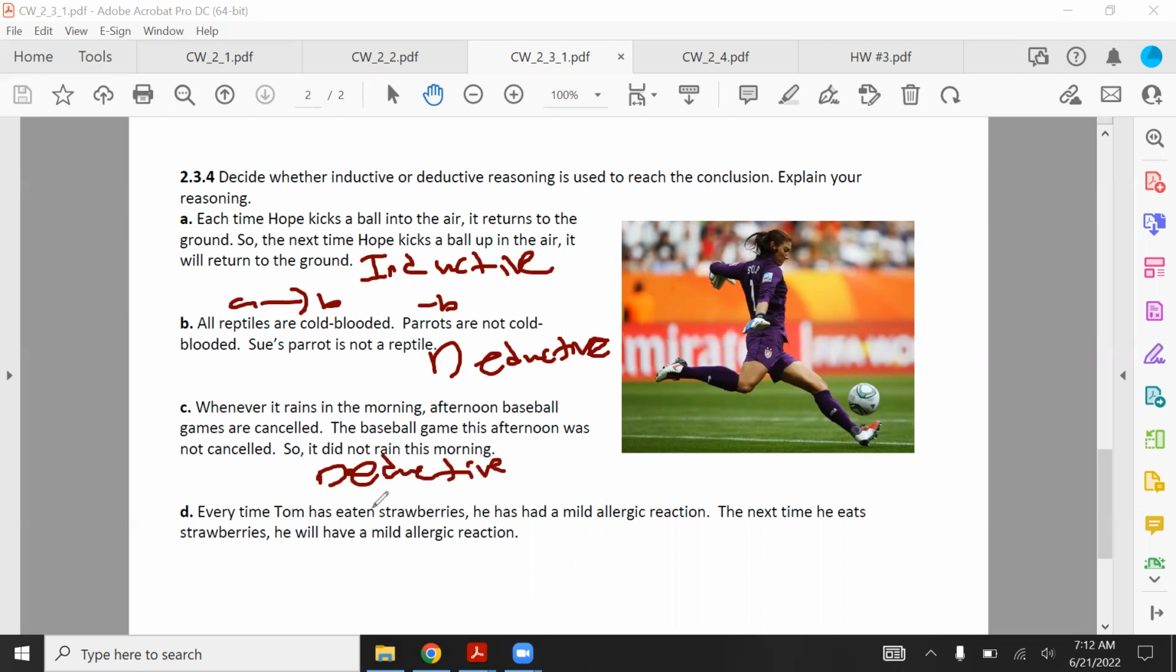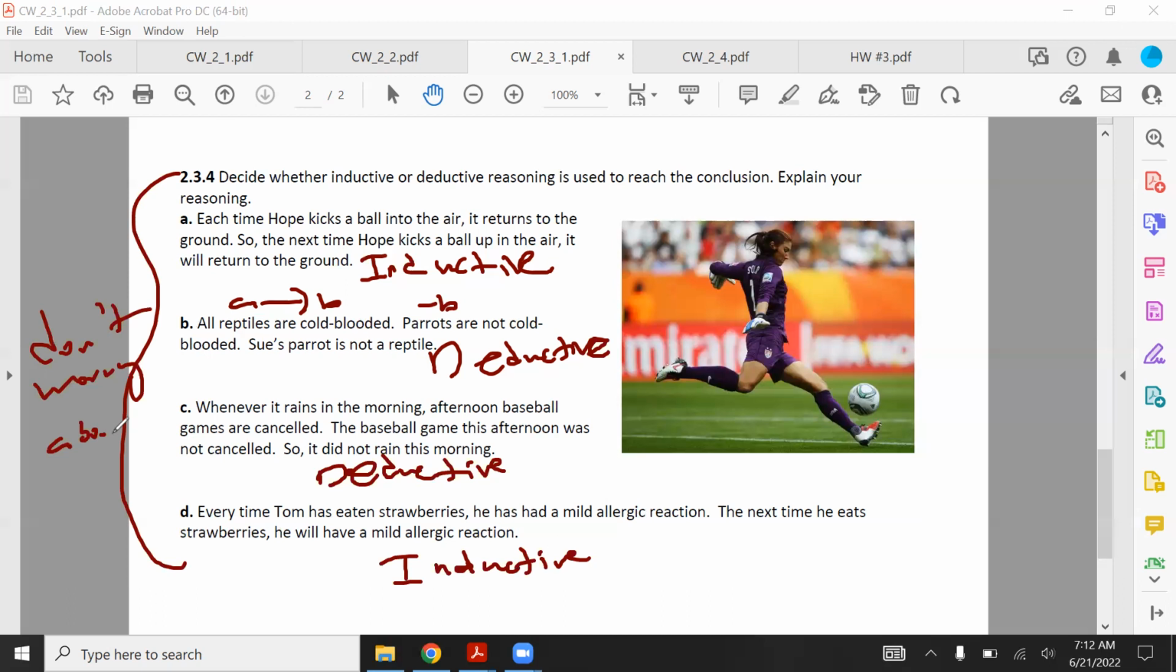Every time Tom eats strawberries, he has an allergic reaction. He'll have, yeah, and I believe that's inductive. It's kind of weird, actually. You know, don't really worry about this so much. Yeah, don't worry about it. It's kind of weird. So I'm gonna just cross this off.